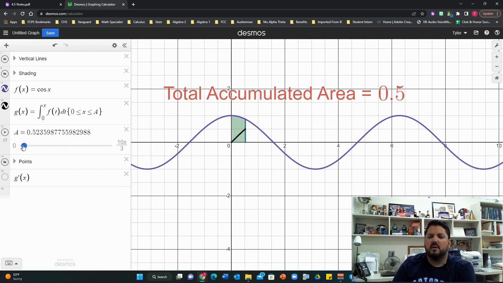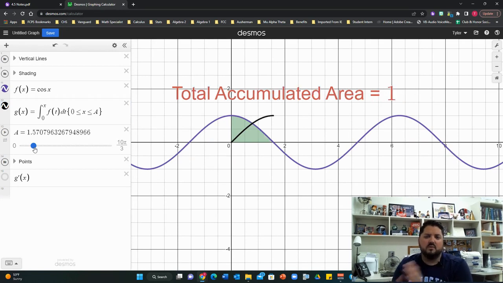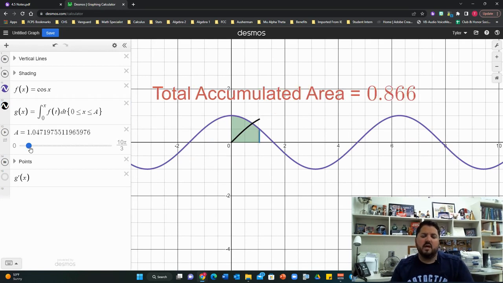So let's do this one step at a time. At pi over 6, the total area accumulated under that graph is 0.5. And if you notice, the y value on this graph is 0.5. Also notice the black graph is increasing on that whole interval, because for that whole window from 0 to pi over 6, we were accumulating positive area. At pi over 3, I've gone two jumps now. Again, the graph continued to increase because I continued to total up more and more area. Total area is 0.86.